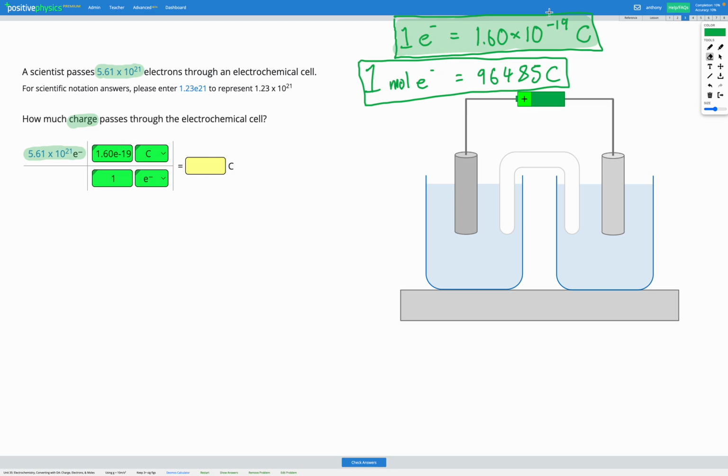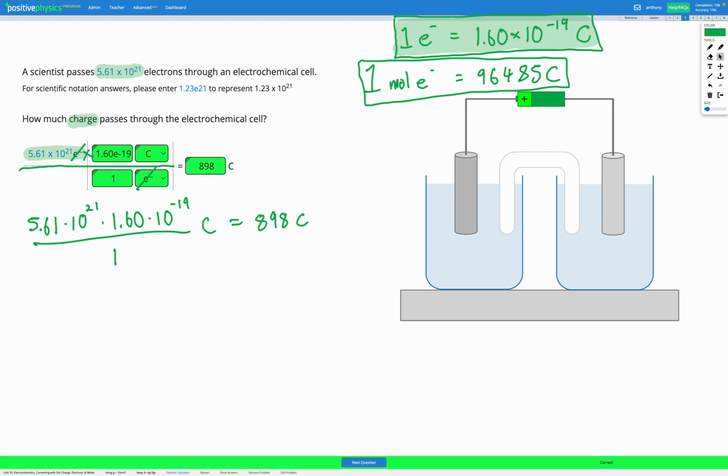Okay, so we've set up our dimensional analysis table. Now we need to multiply everything on the top, divide top by bottom. The electrons are going to cancel, and we're left with 5.61 times 10 to the power of 21 times 1.60 times 10 to the power of negative 19 divided by 1 coulombs. And if we put that into our calculator, we get 898 coulombs. So we can go ahead and fill in our answer here.